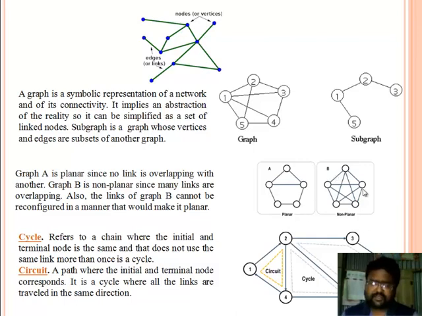Now look at this image. Here we'll be talking about cycle and circuit. This is a cycle and this is a circuit. Look, a cycle refers to a chain where the initial and terminal node is the same and that doesn't use the same link more than once. A path where the initial and terminal node correspond is known as a circuit. It is a cycle where all the links are traveled in the same direction.